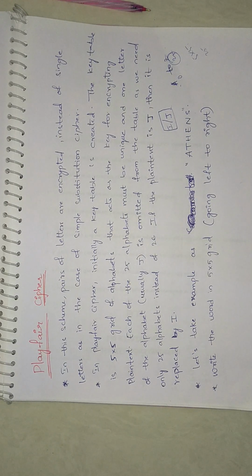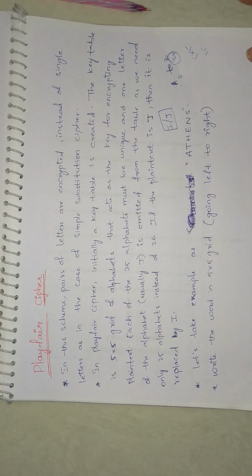Everyone, in today's video we are going to see the Playfair cipher. So, what is the difference between the Caesar cipher and the Playfair cipher? Caesar cipher is mono-alphabetic and Playfair is polyalphabetic. What do mono and poly mean?